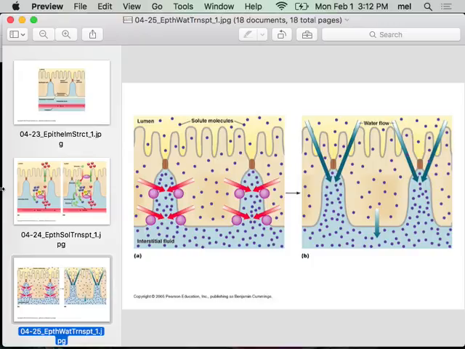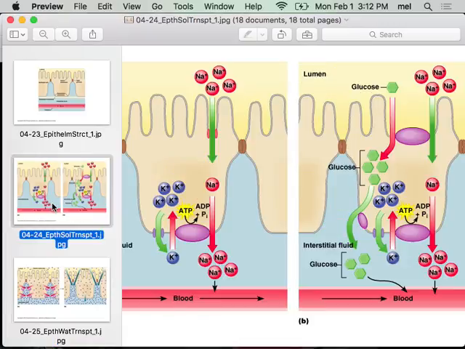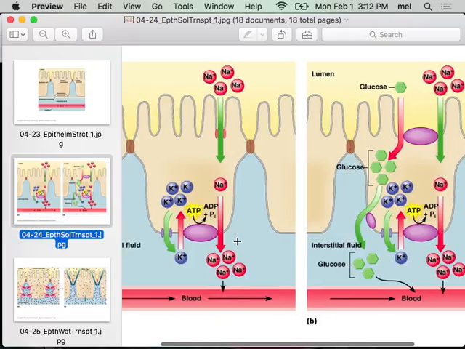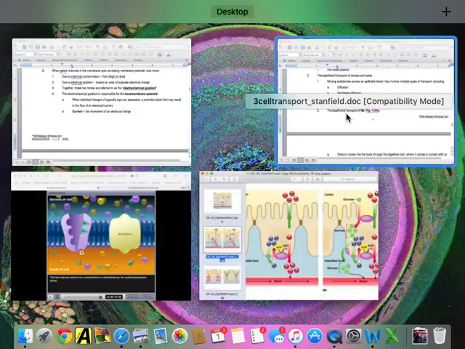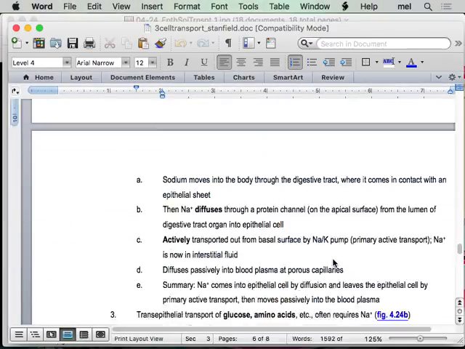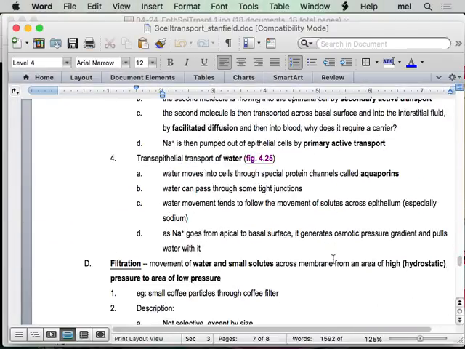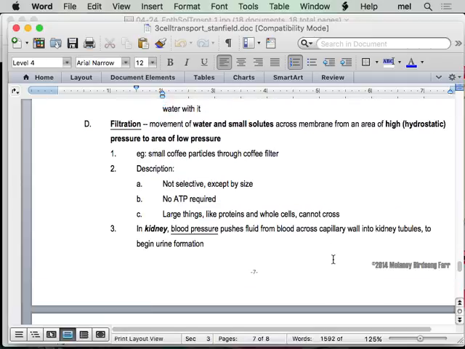Something like that, though. Just like this one? As long as you label them. Yeah, you've got to label them. You've got to tell me that's a channel and that's a pump. You have to tell me what they are, and I'll make sure that I write the question to ask you what kind of transport protein it is and all that kind of stuff. Okay? So, the last thing on this set of notes is simply filtration.